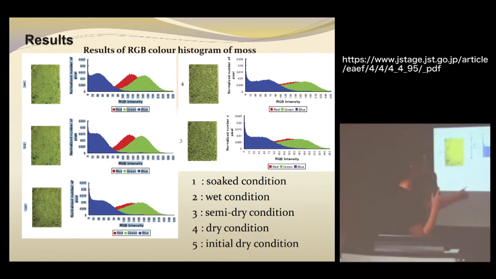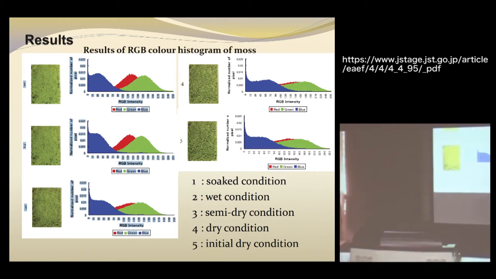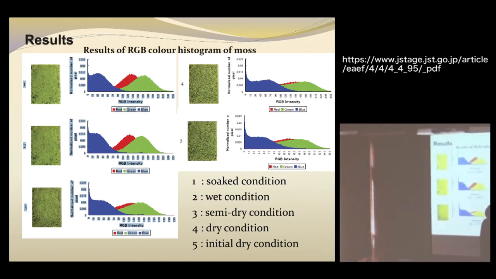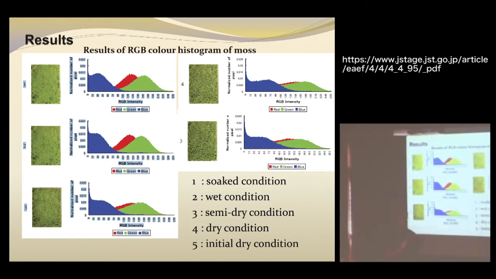Maybe it's because you're far, but there is a big difference between the blue in the soaked condition and the dry condition. Here we can't see a lot of red, so if we decrease the red, we notice more. But we can see here that there is a real difference near 45 blue intensities.